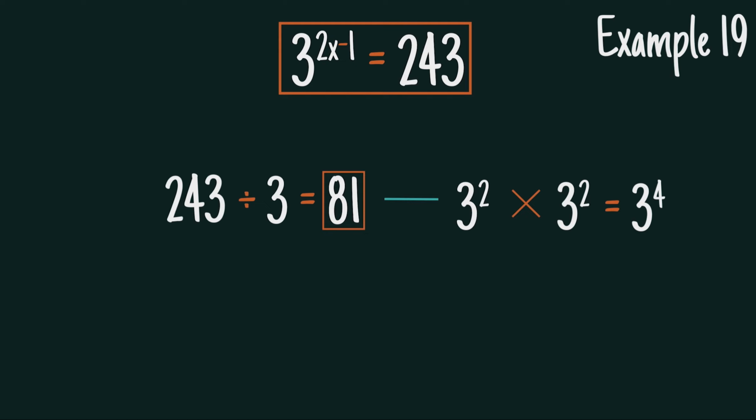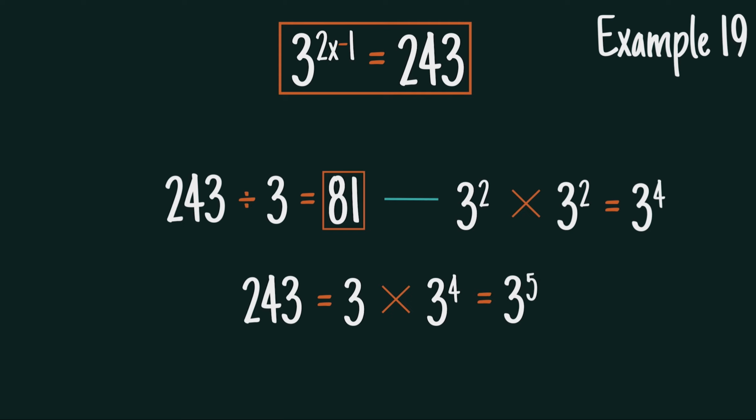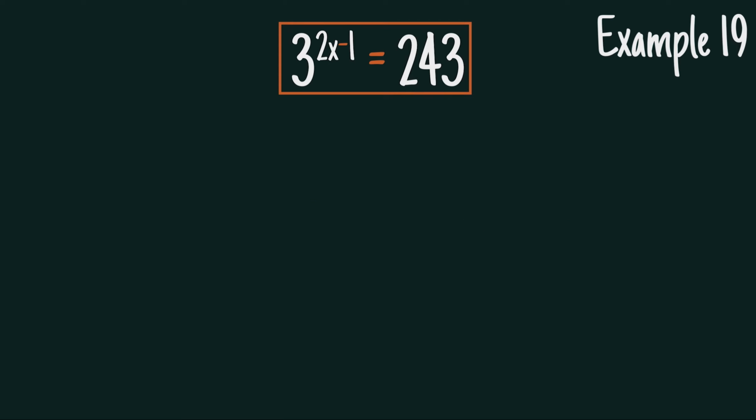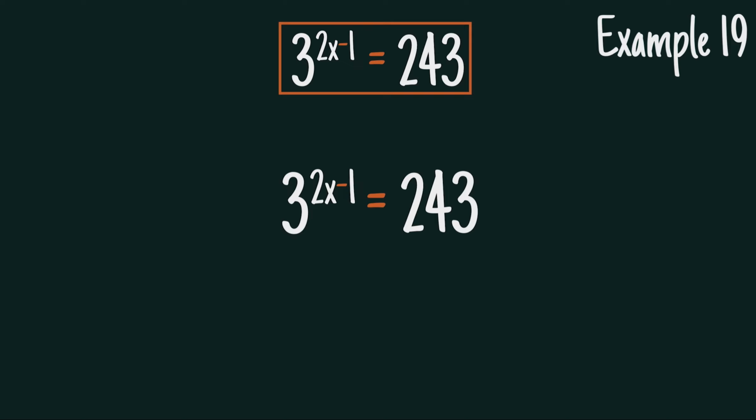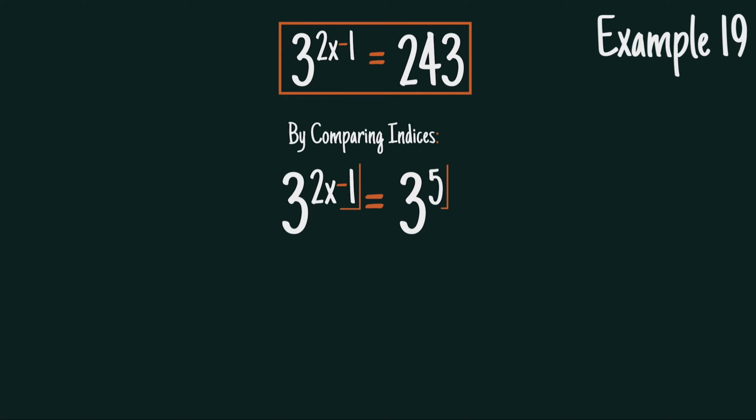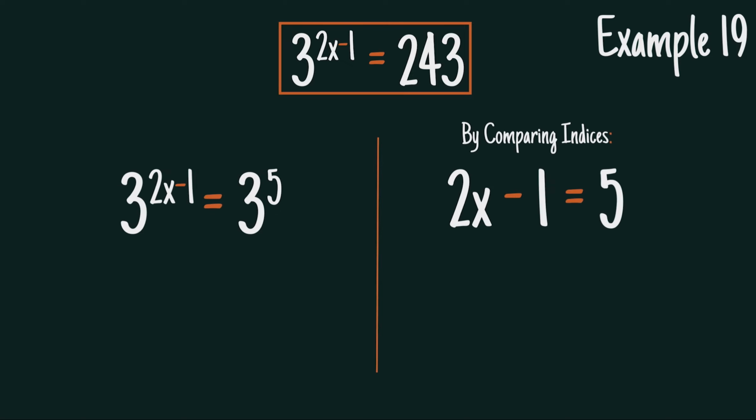And using the first law, 243 can be written as 3 times 3 to the power of 4, which is 3 to the power of 5. Hence, you can rewrite the equation to be 3 to the power of 2x minus 1, which equals 3 to the power of 5. And by comparing indices, you will get 2x minus 1 equals 5. Making x the subject, x will be equal to 3.